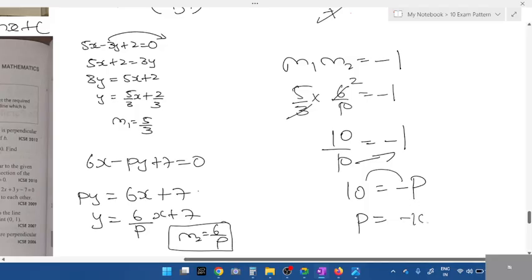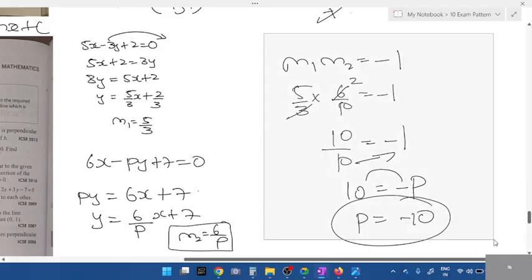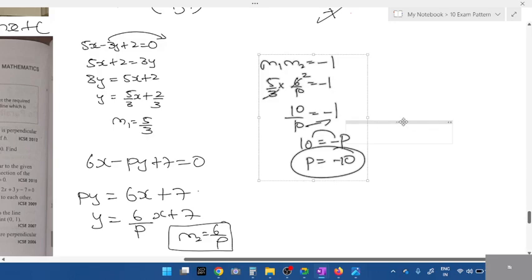P is equal to -10. We have just done the first part of the question. The second part is left. Is it clear?